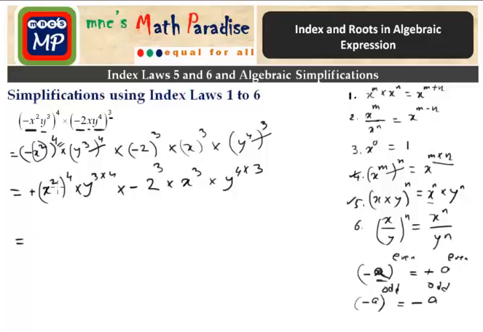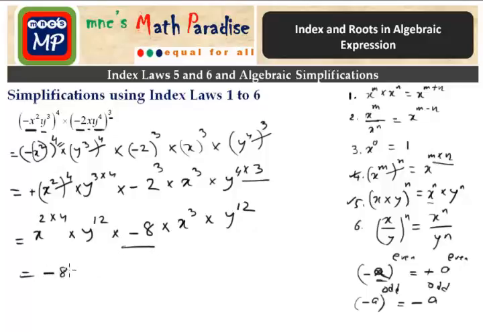So we got here x to the power 2 to the power 4. These two powers will multiply. So x to the power 2 times 4, times y to the power 3 times 4, which is 12, times minus 2 to the power cube, which is minus 8, times x cube times y to the power 4 times 3, which is 12. So now the value is minus 8, and this minus 8 will come in front.